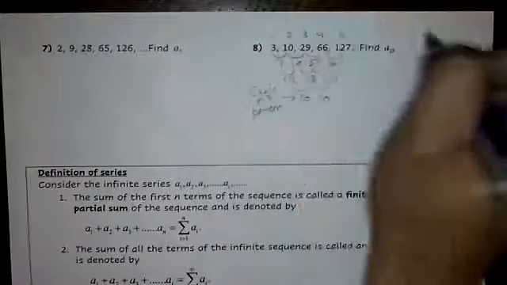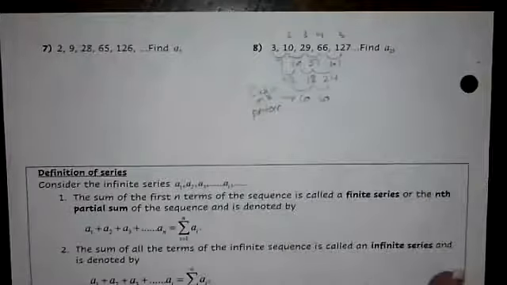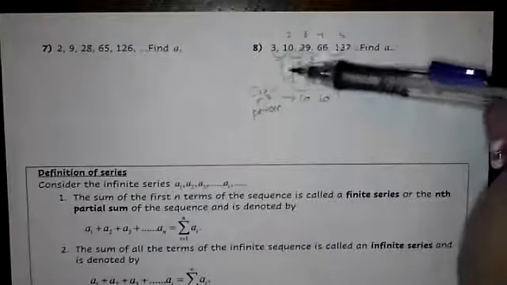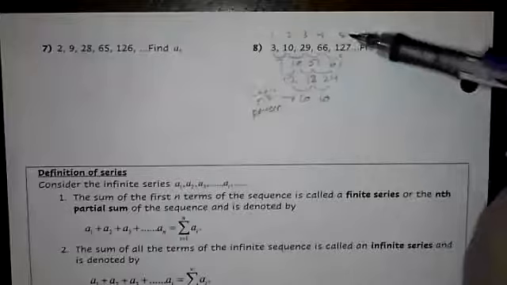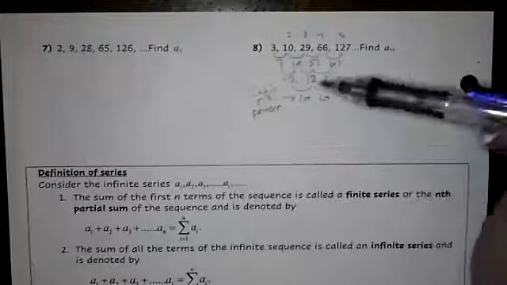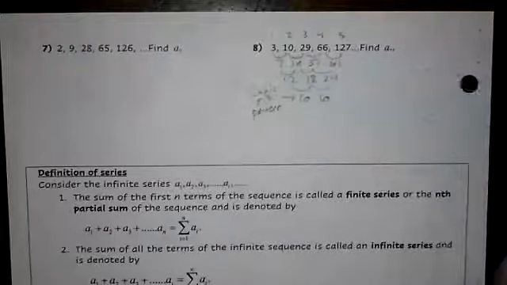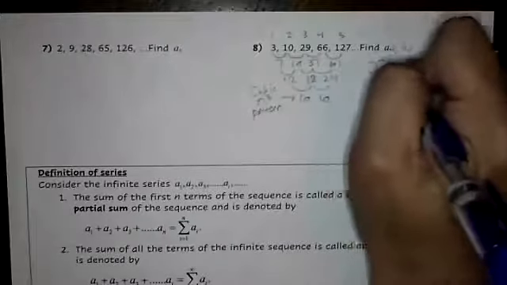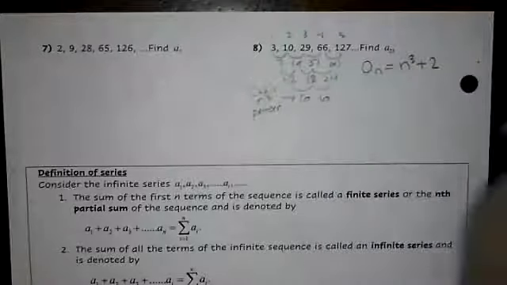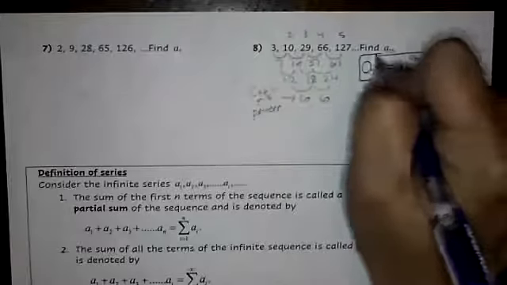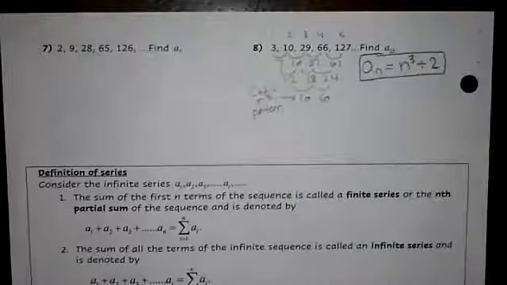Now, since this is my first term, my second term, third, fourth, and fifth, 1 cubed is 1. 2 cubed is 8. 3 cubed is 27. 4 cubed is 64. And 5 cubed is 125. So hopefully you notice that these are all 2 more than the cubes. So our equation would be n cubed plus 2. So there's the formula for our sequence. Now we would want to figure out what A of 25 is.